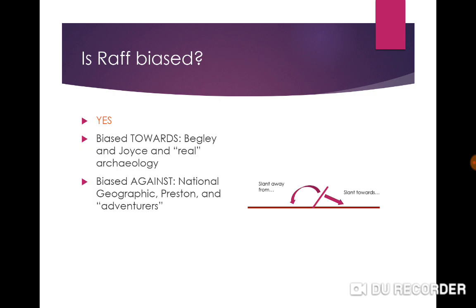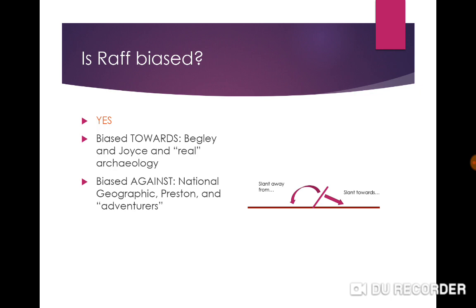Okay, is Raph biased? Bias is a yes or no question. They're either yes biased or no they're not. So yes, she is, right? Because subjective language and that emotion helps you know that she has a slant. She is coming into this article. She hated Preston from the beginning and she wrote like she hated him, okay? So it's biased towards. You have to figure out then towards and against, right? So she's biased towards Begley and Joyce and real archaeology, right? Because she thinks it's sensational all on its own. It doesn't need all the hype of all those Lost City tropes, right? And then she's biased against National Geographic, Preston, and Adventures, which is what she calls the Expeditioners.